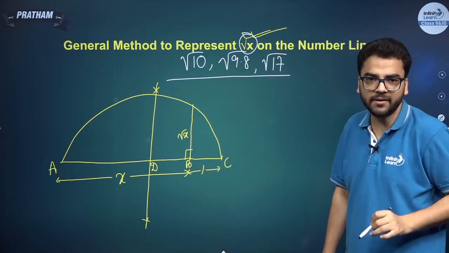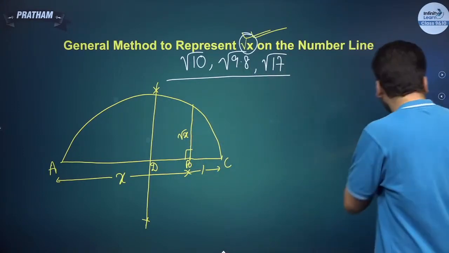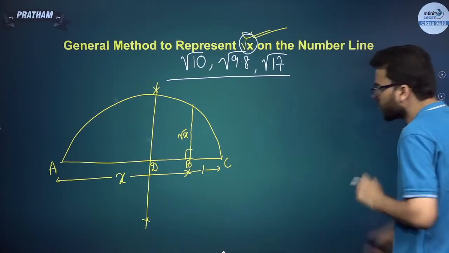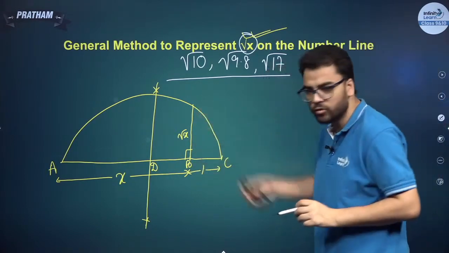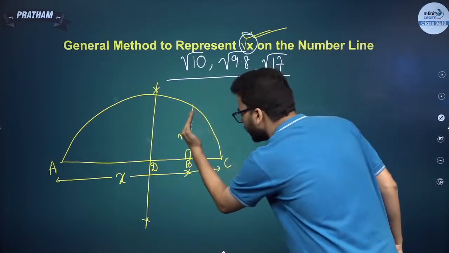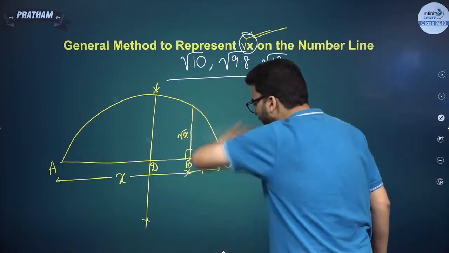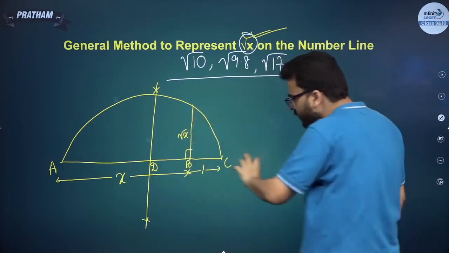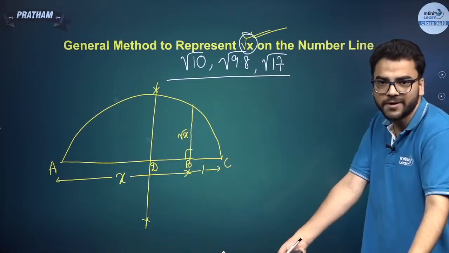Yes, I will repeat it. Just let me explain it for the first time, right? So from this, this will be square root of x. So basically what you need to do is take this distance on the number line. That's what you needed to do in the first place, right?